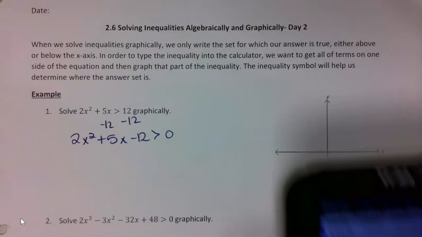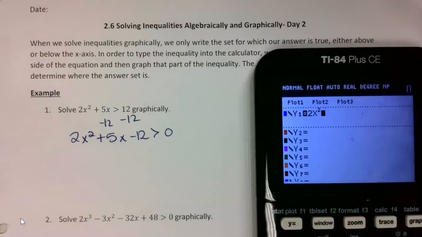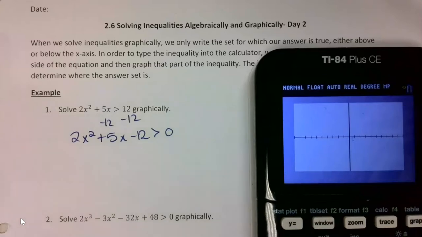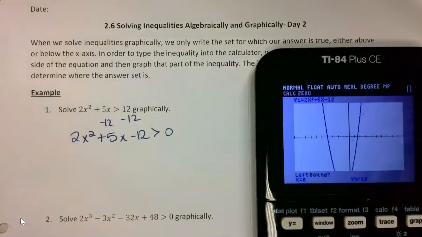Okay. So once I get this, I want to type this on the y equals. I'm going to type 2x squared plus 5x minus 12. And then I want to go ahead and graph that. So remember before fall break, I learned how to find where it's crossing the x-axis. I need to know those points, so I'm going to go second, trace, and then I want to find my zeros for wherever it's crossing.